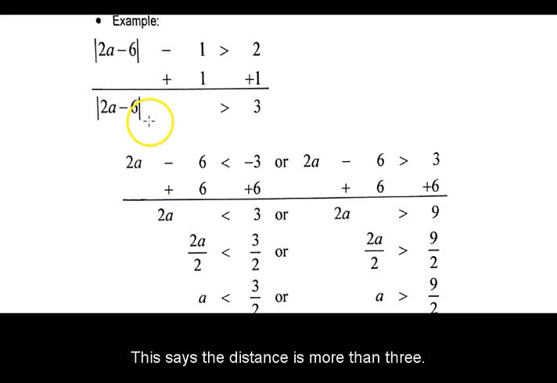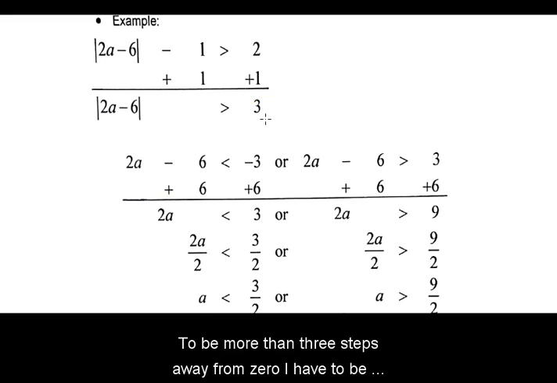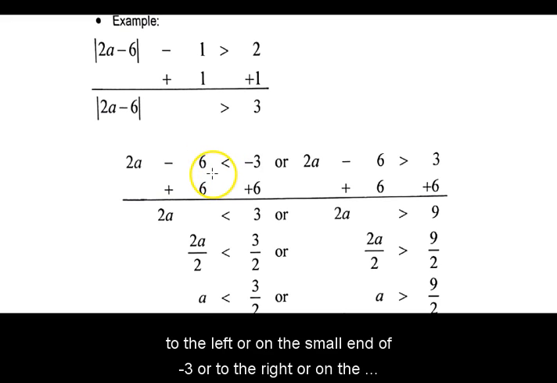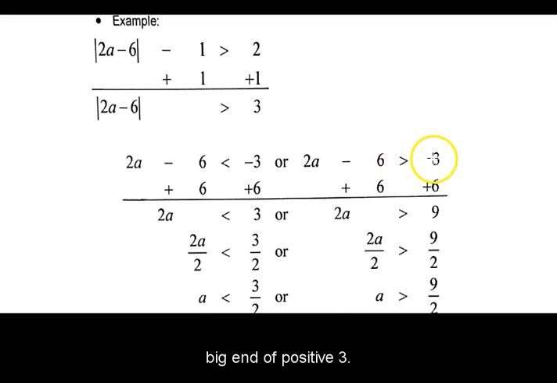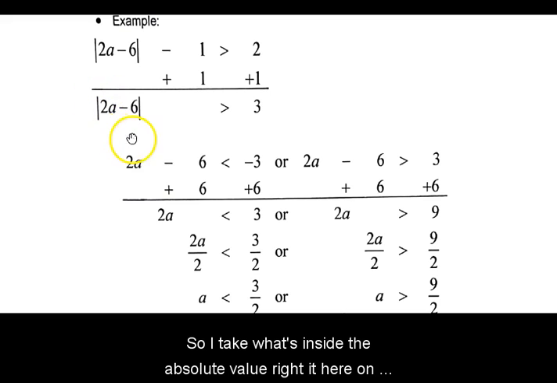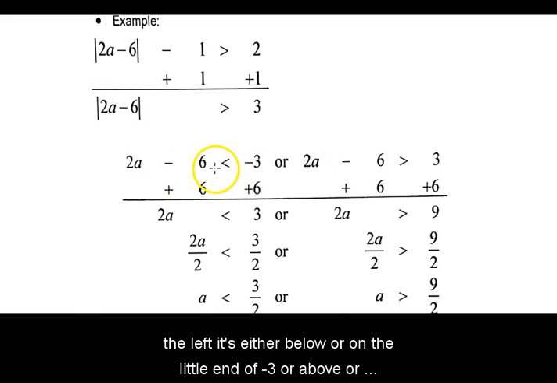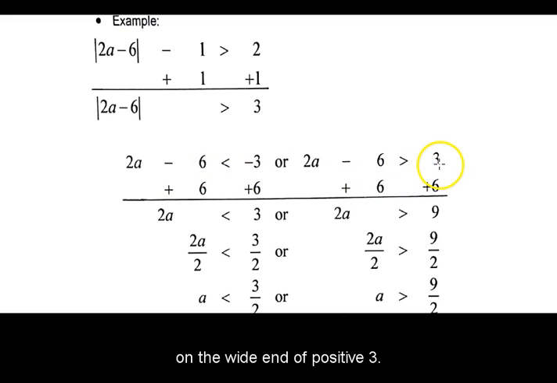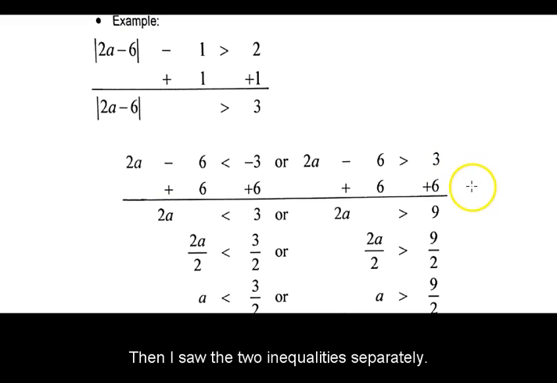But this says the distance is more than 3. To be more than 3 steps away from 0, I have to be to the left or on the small end of -3, or to the right or on the big end of +3. So I take what's inside the absolute value and write it here on the left. It's either below or on the little end of -3, or above or on the wide end of +3. Then I solve the two inequalities separately.